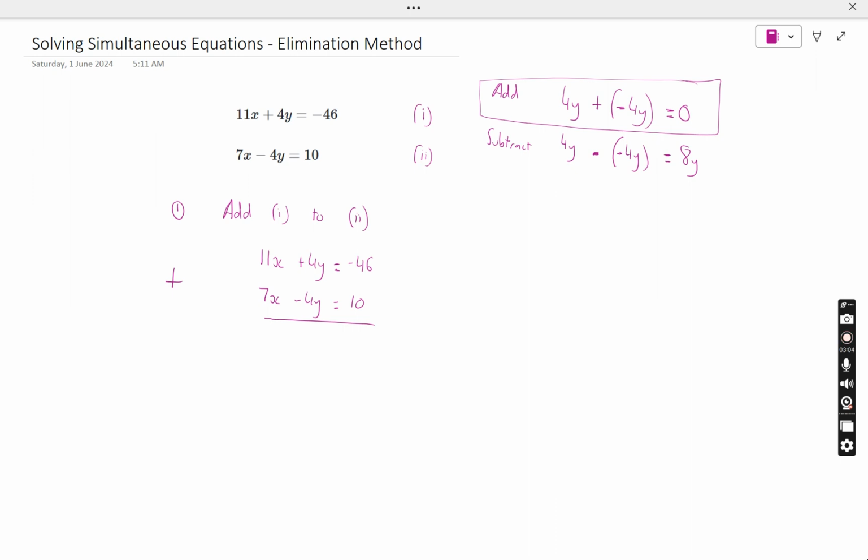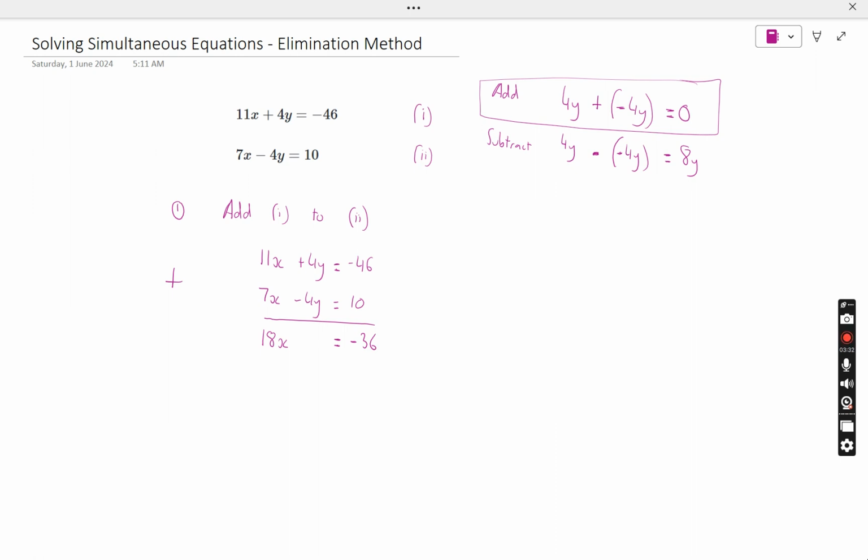Line underneath, 11x plus 7x is 18x. 4y plus negative 4y is 0, so I'm just going to leave that one blank. And then negative 46 plus 10 is negative 36, so negative 36. Okay, that is the first step.